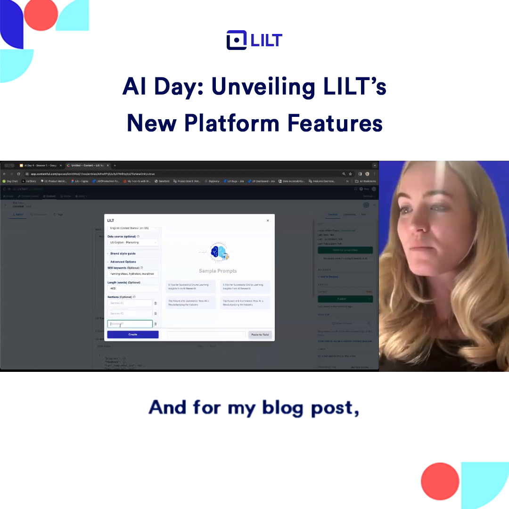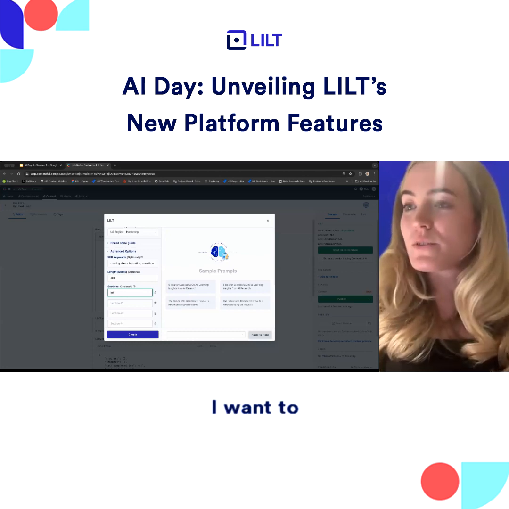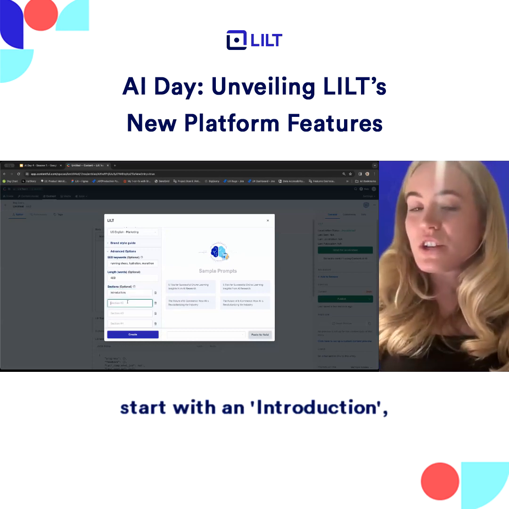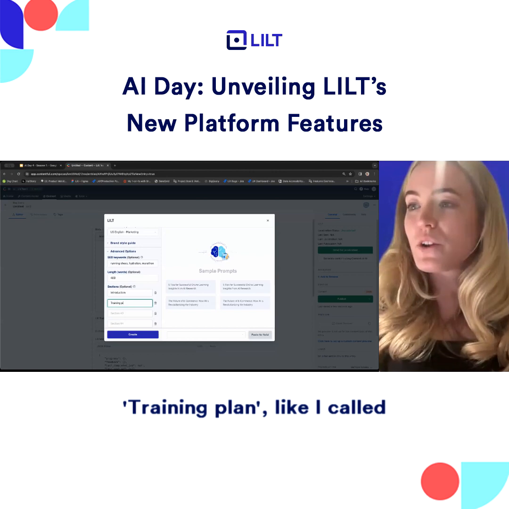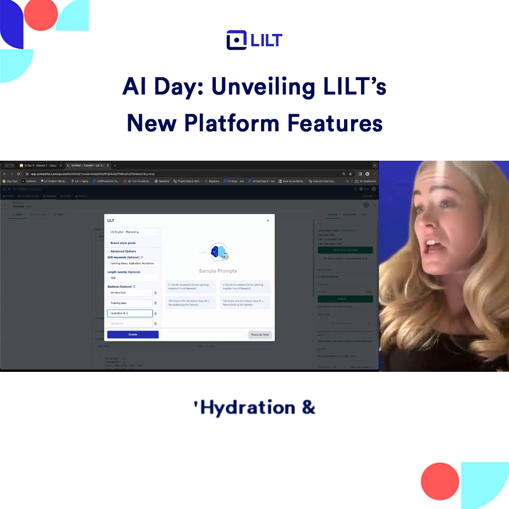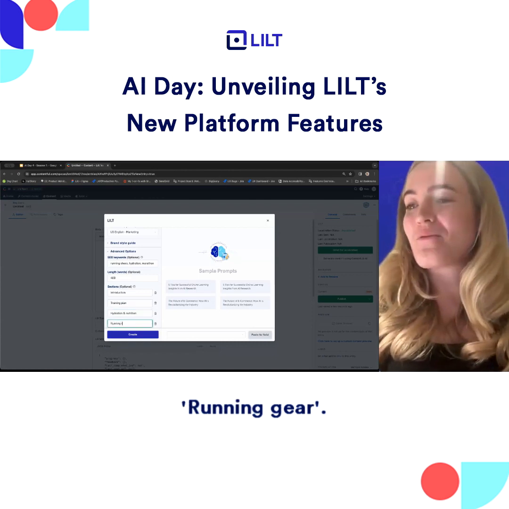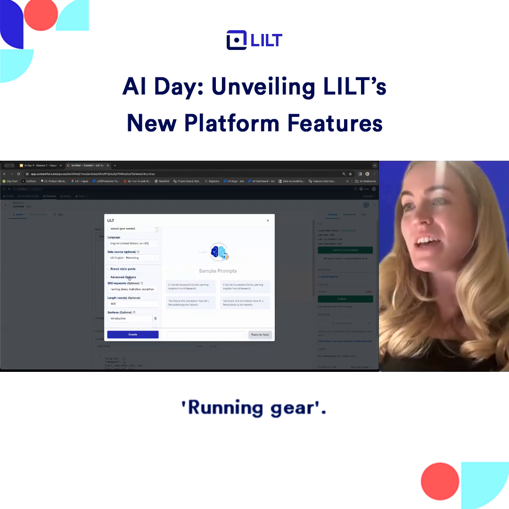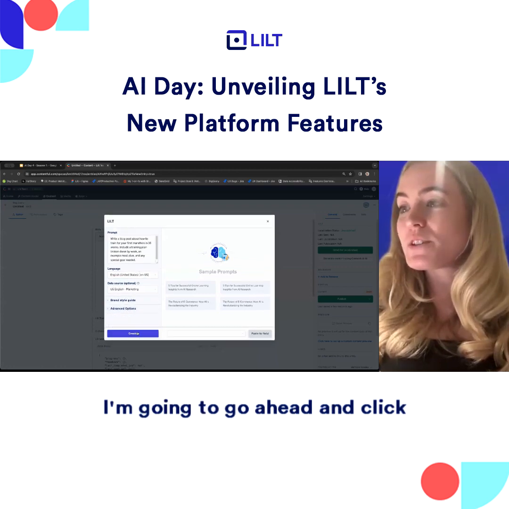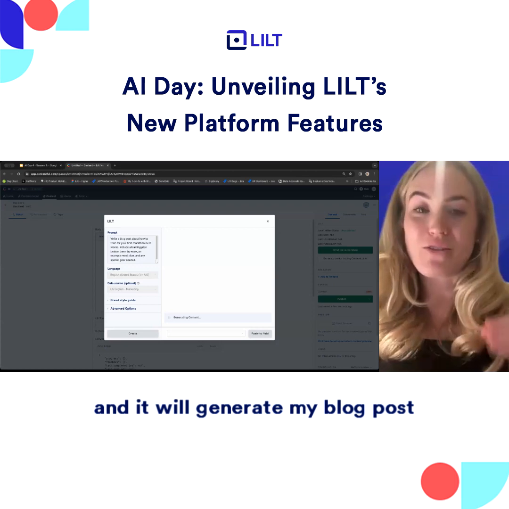And for my blog post, I want to create some sections here. So I want to start with an introduction, and then we'll go into training plan, like I called out earlier, hydration and nutrition, and we'll end with running gear. So I have everything filled out here. I'm going to go ahead and click create, and it will generate my blog post.